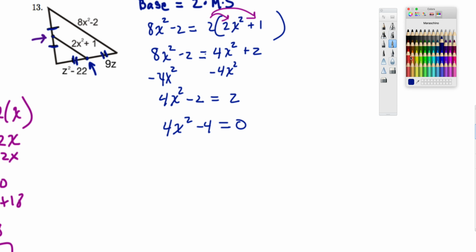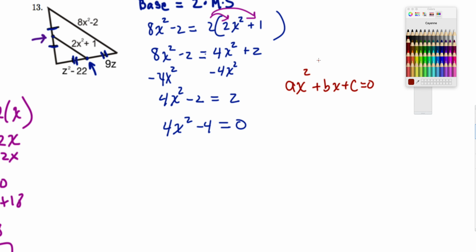Now, the form we're looking for here is standard form for a quadratic. And we write it in descending order, highest power to lowest power. This is a power of 2. This is a power of 1. And this constant right here, which I should say is a power of 0, equals 0. And it's really nice if that leading coefficient is 1. In this case, it is 4.